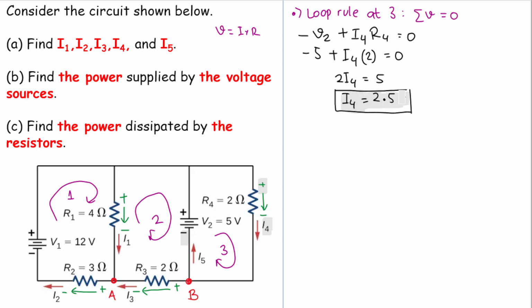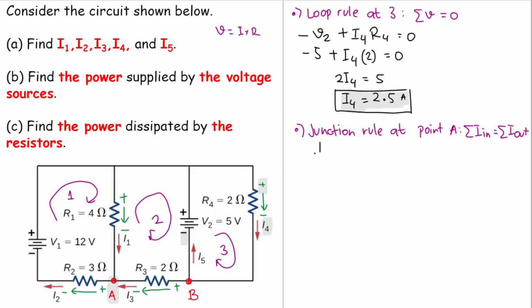Okay, now what can we do from here? I think I will start with this point here. So I will use the junction rule at point A. And what does the junction rule say? The sum of the current that goes in will equal the sum of the current that goes out. What is the current that goes into point A? We will have I3 and I1, right?